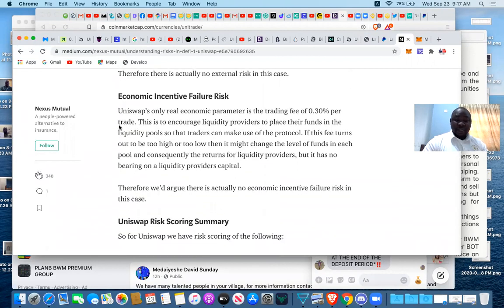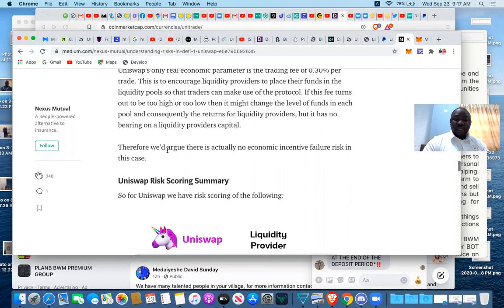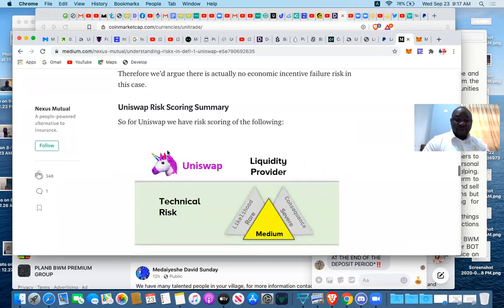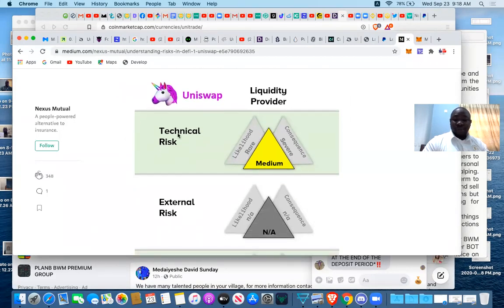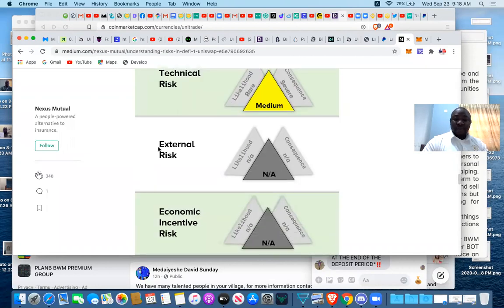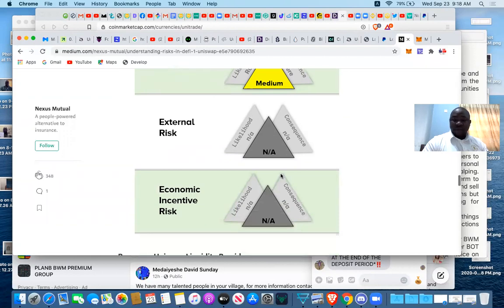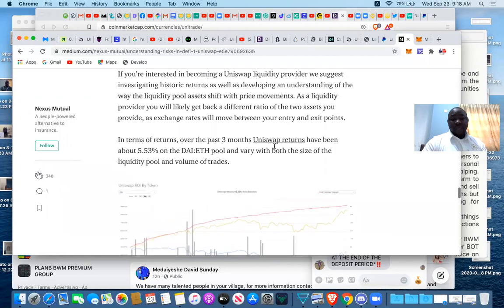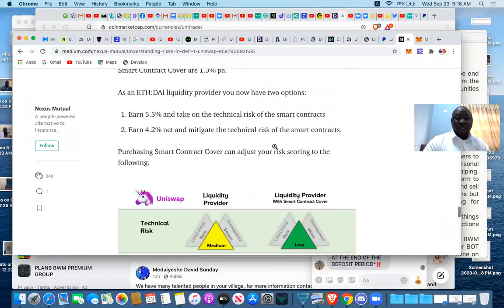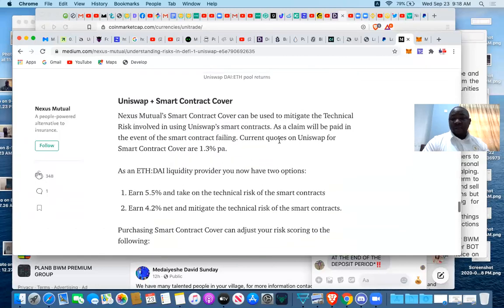Then economic incentive. Uniswap's only real economic parameter is the trading fee of 0.3% per trade. So in summary, for a liquidity provider on Uniswap, technical risk is medium, it's not severe. Then external risk, not applicable. Then economic incentive risk, not applicable. So you can say, Uniswap is a very fantastic liquidity provider system.